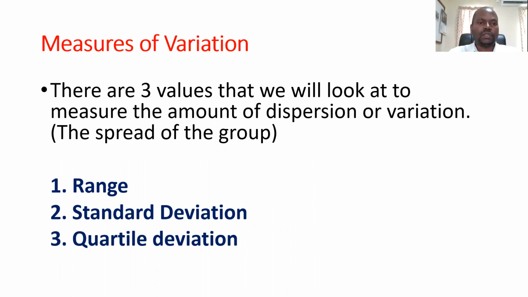We are basically going to look at three values that we need to consider in this lesson as measures of dispersion, or values that measure the amount of dispersion or variation in a particular set of observations that you have been given. And here we are going to look at the range. We are also going to look at the standard deviation. And finally, we are also going to look at the quartile deviation. So these three are the ones that we are going to consider in this lesson.